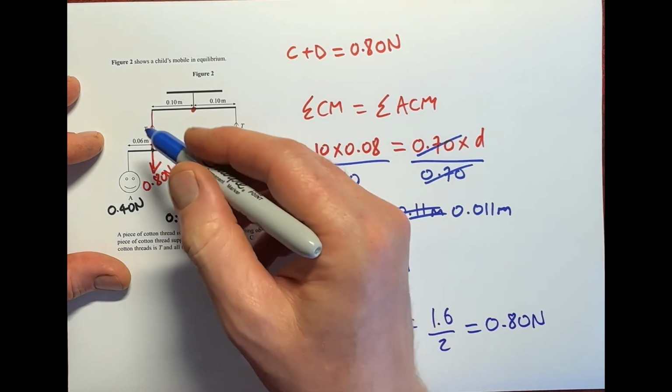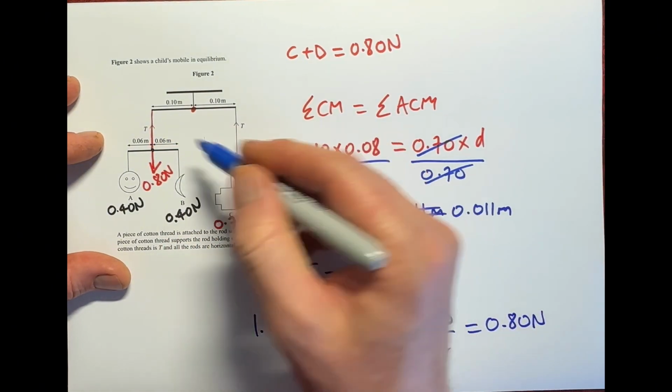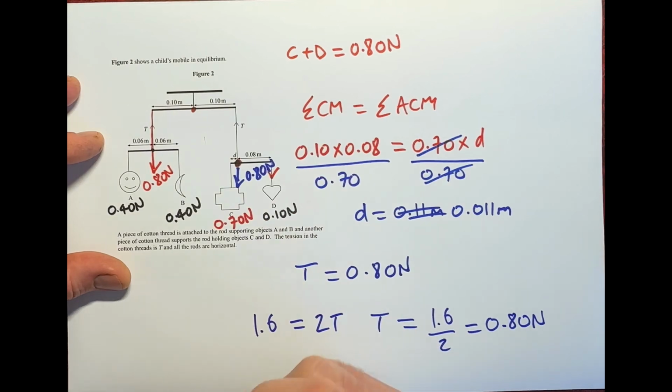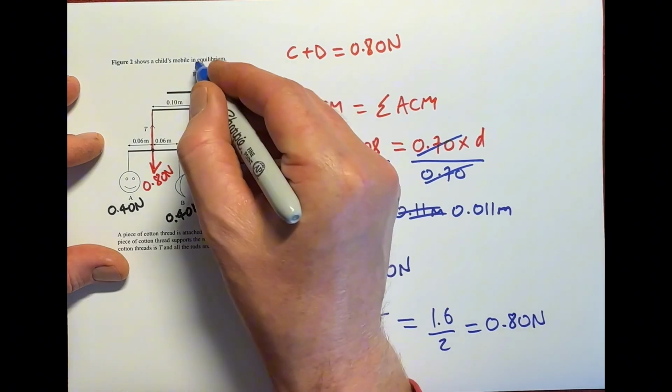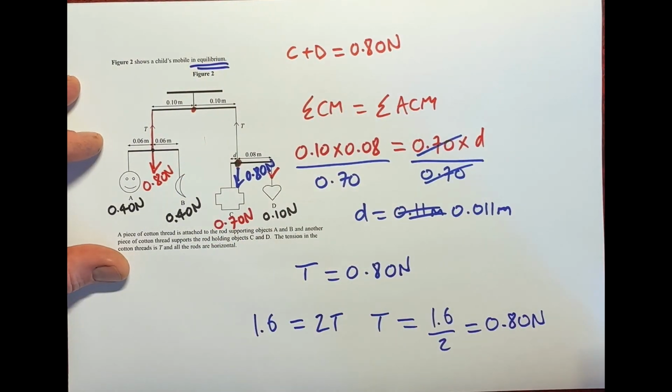All right, and we know that because the total downward force must equal the total upward force, because there is no net resultant force on any object which is in equilibrium, and we know this thing is in equilibrium. Okay, there we go.